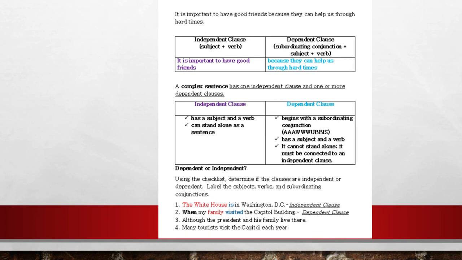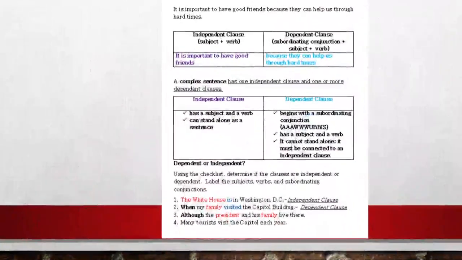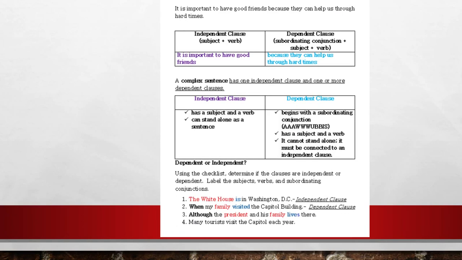It has a subject and a verb, which is president and family. President, family, those are the subjects. And then the verb is lives.